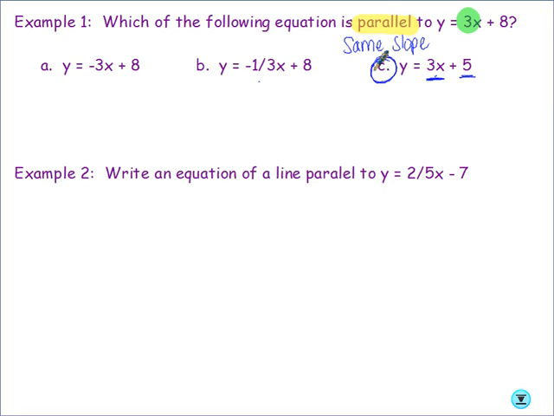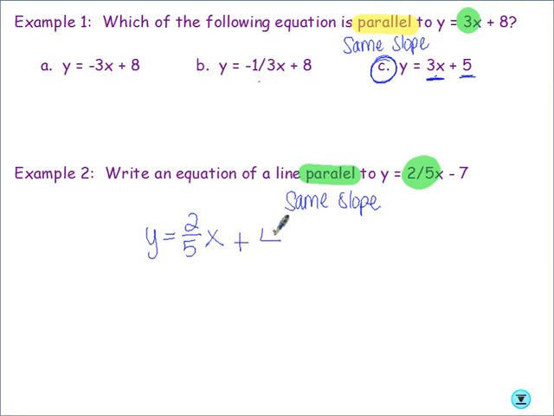Example 2 is just like it, only it's open-ended. Write an equation of a line parallel to y equals 2 over 5x minus 7. So again, we have parallel, and that's misspelled, that's my mistake. Parallel means same slope. Well, our slope that has to stay the same is right there. That part of the equation must stay the same. Y equals 2 over 5x. But the y-intercept has to be different. Well, it can be any number you want. Instead of minus 7, it could be plus 4.